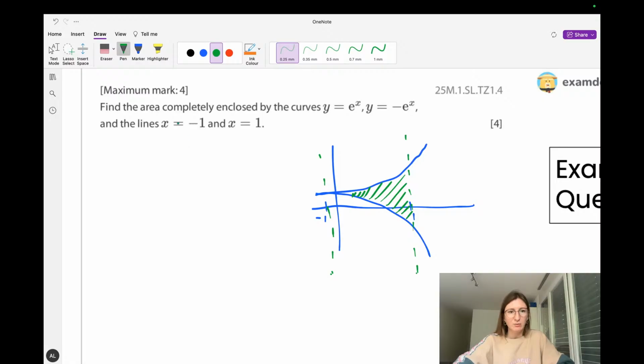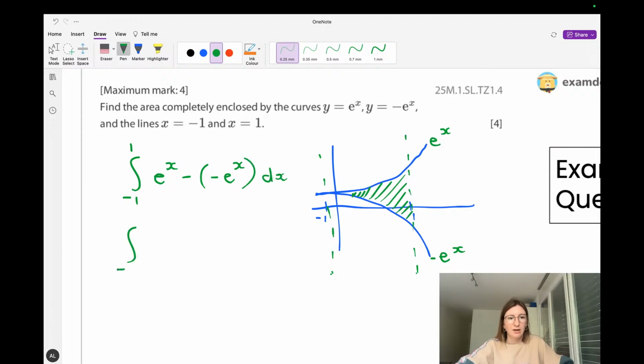So when they say between these lines, x equals minus 1 and 1, that's another way of saying that your boundary is just going from minus 1 to 1. That's all. And then e to the x is the top curve, and e to the minus x is our bottom curve. So we're doing this one minus this one. So e to the x minus e to the minus x. So just subtracting those two graphs. And then we're going to get minus 1 to 1. Simplify that. That becomes positive. So we have 2 e to the x's.